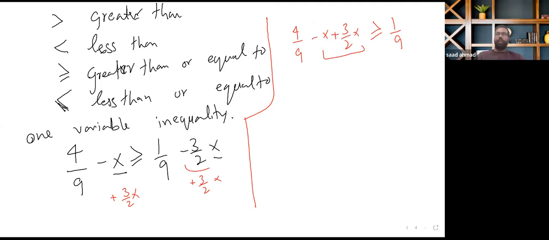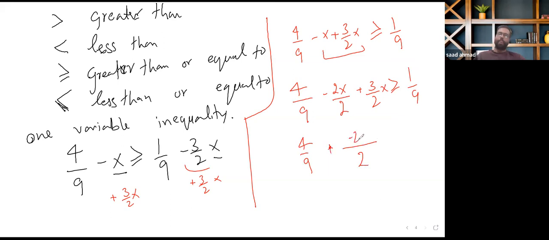All right, so we can rewrite this minus x as 2x over 2, because we want to make the common denominator so that we can add them, right? So it's 4 over 9, and then the 2 is common, so minus 2x plus 3x. So we will just get x over 2, and then we can also subtract 4 over 9 on both sides.